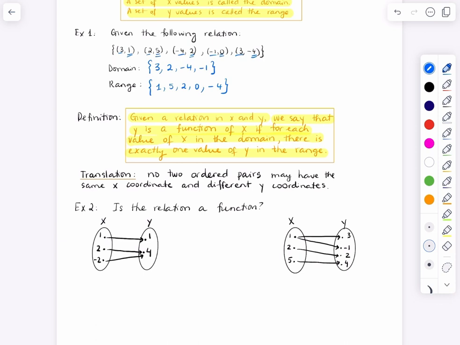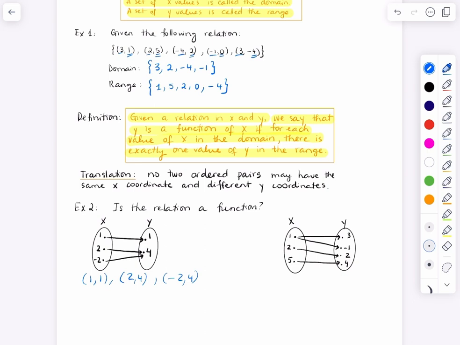So the first relation, we have the x values are 1, 2, and -2, and the y values are 1 and 4. We can go ahead and list the ordered pairs. So each arrow here represents the correspondence between x and y. So the first correspondence represents one ordered pair. So we have (1, 1) as the first ordered pair. Second ordered pair is (2, 4). And third ordered pair is (-2, 4), also 4, because the two arrows both point at 4.